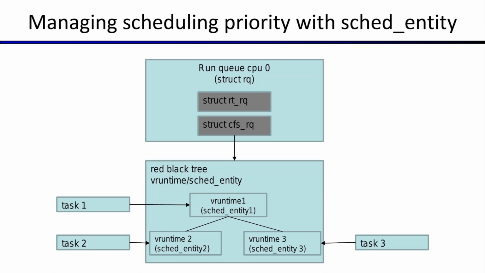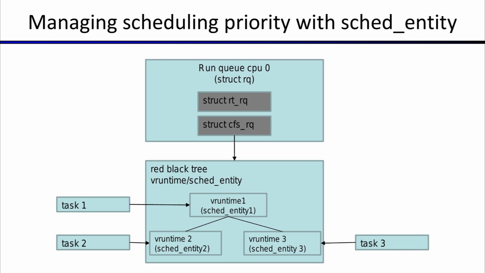Now, let us go back to what we looked at in the previous lecture on scheduling. Every CPU has a run queue. So CPU 0 will have a run queue for itself. And within that run queue, it will have run queues by the real-time scheduling class, and it'll have a run queue for the CFS, the normal scheduling class. So two separate run queues.